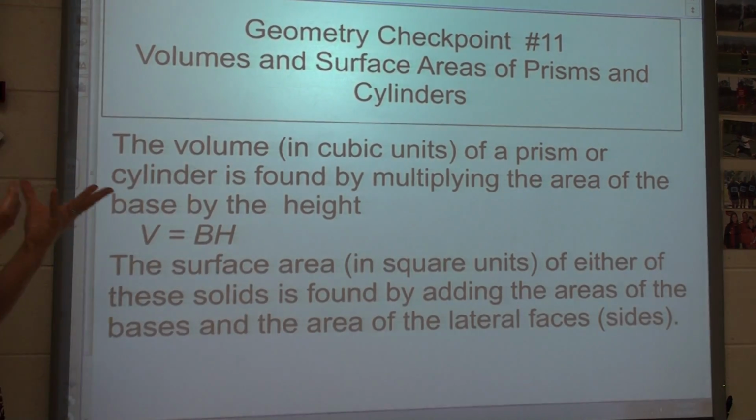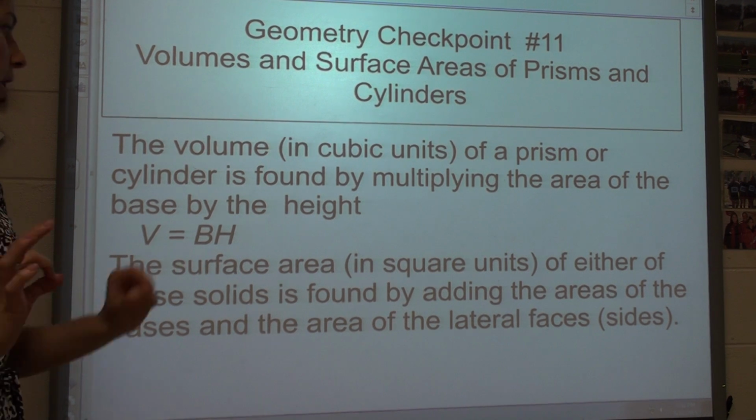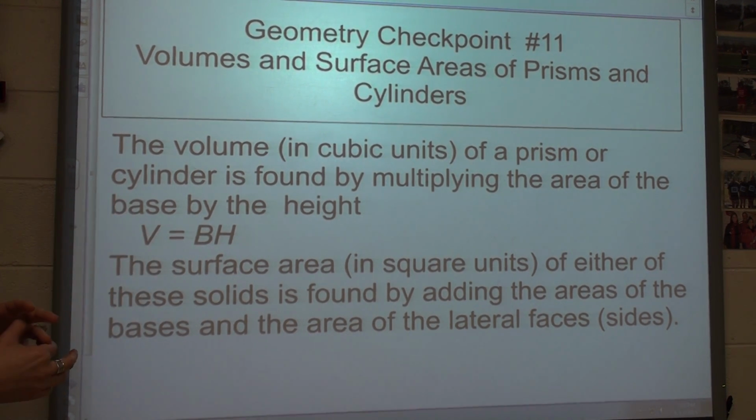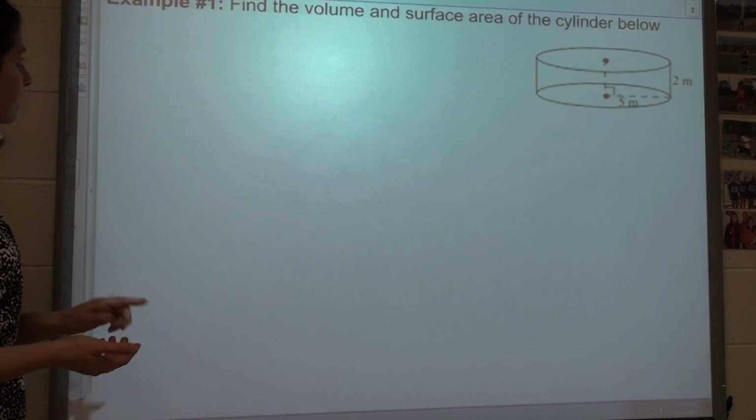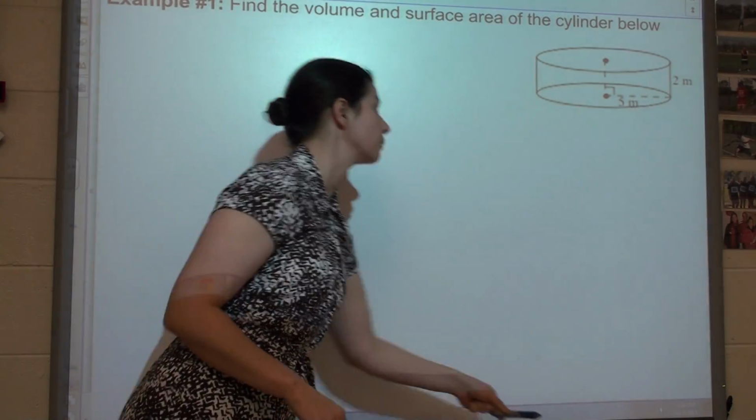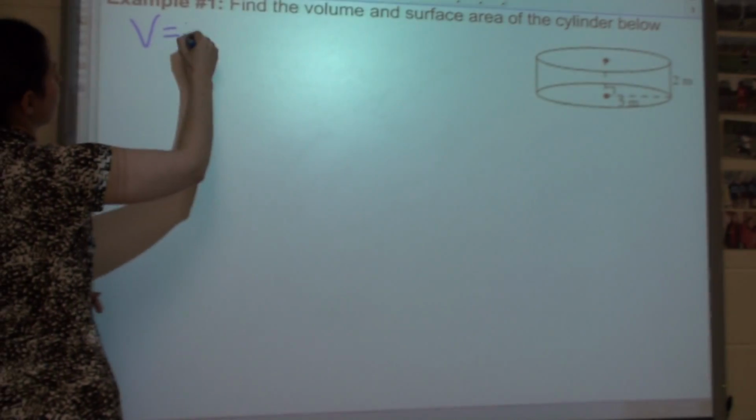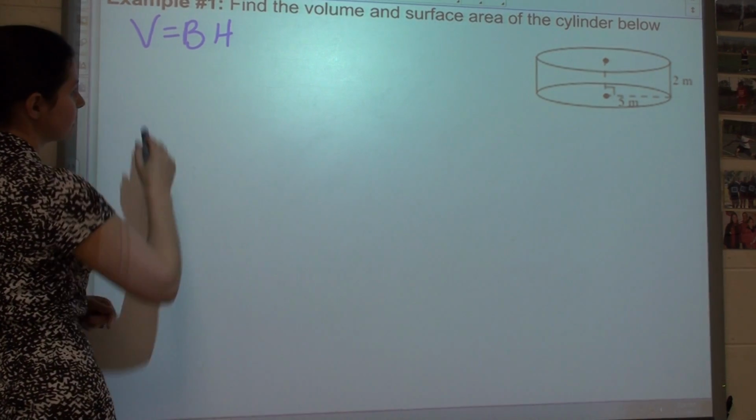Now to find your surface area, which is going to be in square units, of either of these solids, you're going to add the areas of the bases, and then add the area of the lateral faces as well. Let's go ahead and do an example. So to find the volume, again, we've got area of our base times our height.